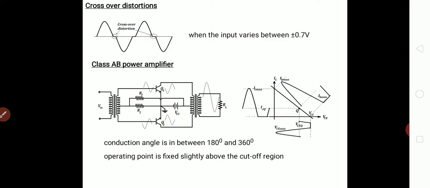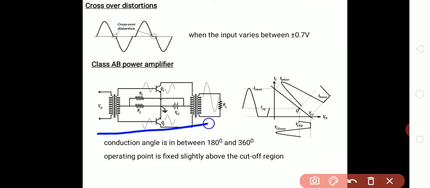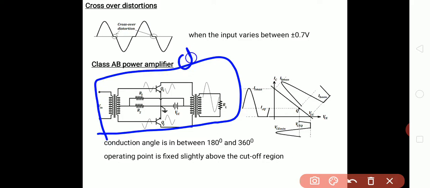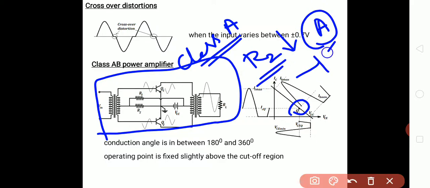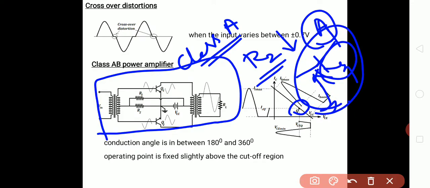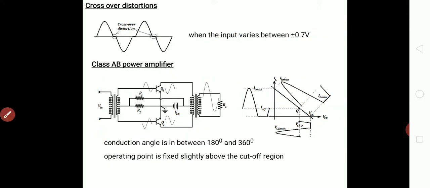The operation is similar to our class A power amplifier, and if you observe the circuit arrangement, this circuit arrangement is also similar to our class A push-pull amplifier. The only difference here is that because the operating point is to be located close to the cutoff region, the value of R2 is chosen small when compared to our class A power amplifier. Because when the R2 value is small, the biasing across the transistor will be small, so that the transistor will not be completely in the active region, but it will be in a conducting state which is close to the cutoff region, so that the operating point is fixed as shown in this diagram.